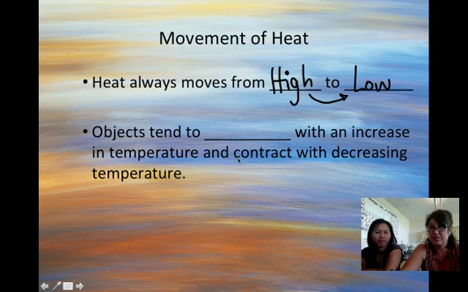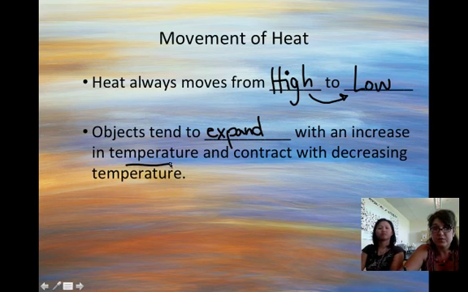Okay, so an object would do what? If you heat it up, what's it going to do? It tends to expand, because it makes its particles move faster and collide with each other more. So they would expand with an increase in temperature. And of course, when temperature goes down, it contracts.